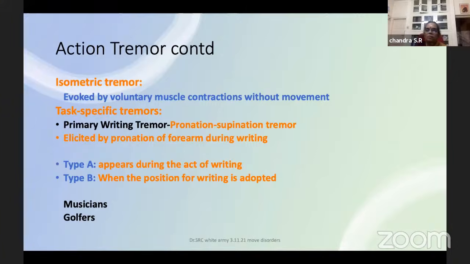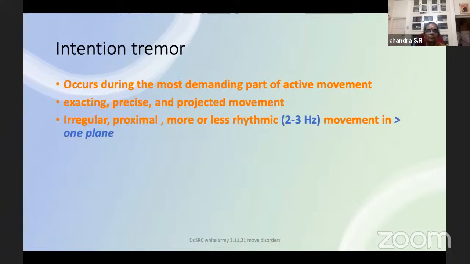And you have got the musician's tremor, voice tremor, golfer's tremor, which happen during the action of singing and the action of playing. They are all task-specific tremors. So writing tremor is a task-specific tremor. Musician's tremor, golfer's tremor, all these tremors are there.